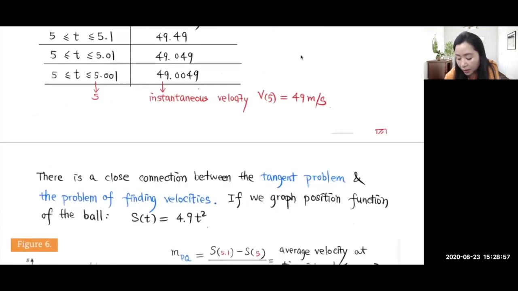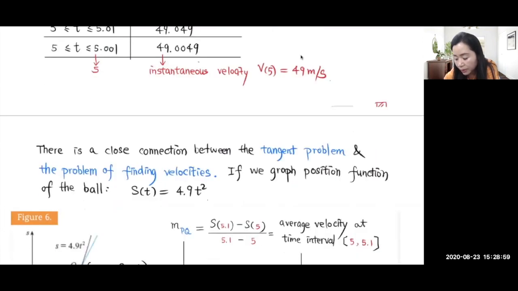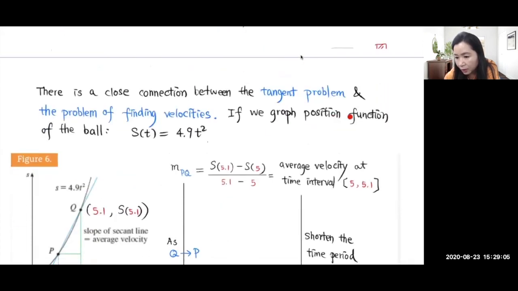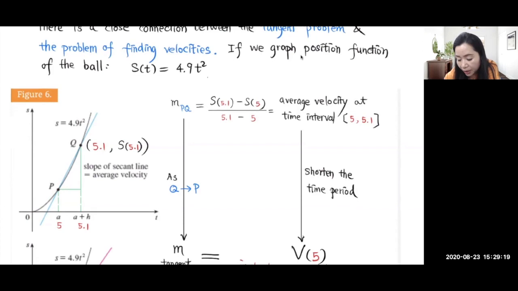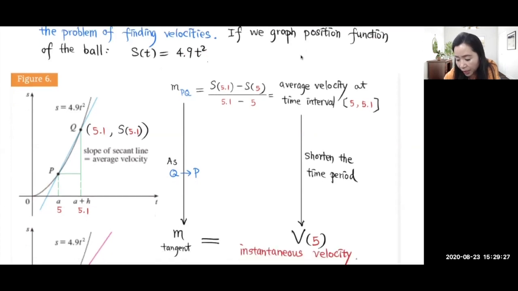Notice that there is a close connection between the tangent problem and the problem of finding velocity. If you graph the position function of the ball, notice the time can only be 0 and beyond, so I only graph this half of a parabola. We don't consider negative time. So this is a graph for this position function. Suppose we try to find the instantaneous velocity right at 5 seconds right here.